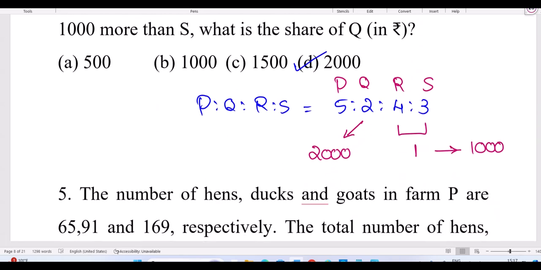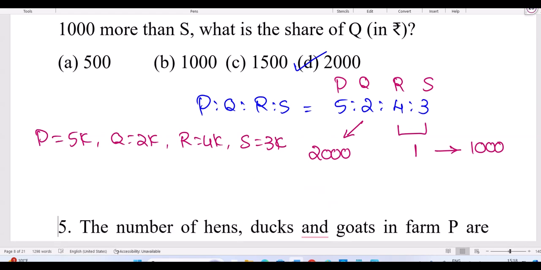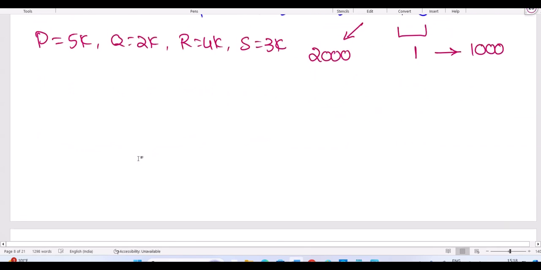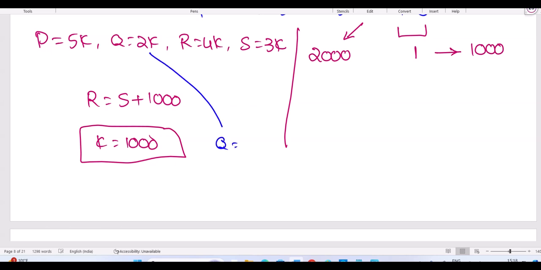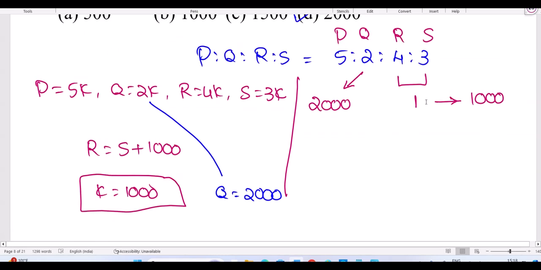Then see the alternate thing. I can say from that ratio, P is 5K, Q is 2K, R is 4K, S is 3K. In the question they mention R is 1000 more than S, means R equals S plus 1000. Now put R is 4K, S is 3K, then you will get K value 1000. What is Q here? Q is 2K, so that's why 2000. So these extra steps will add. I gave you the direct method, or else you can do it like this.